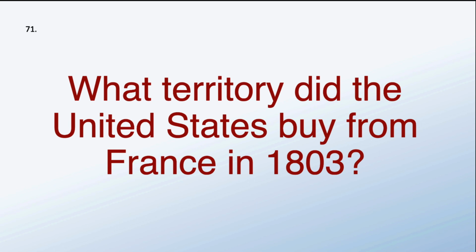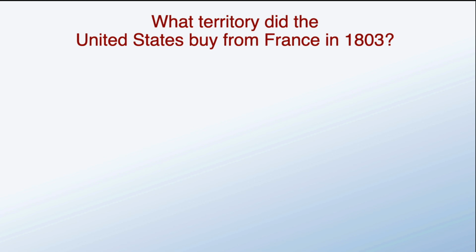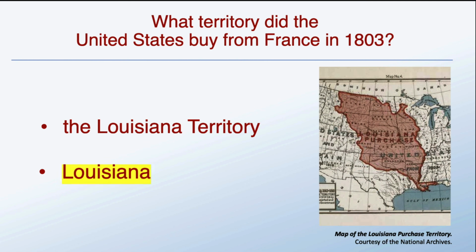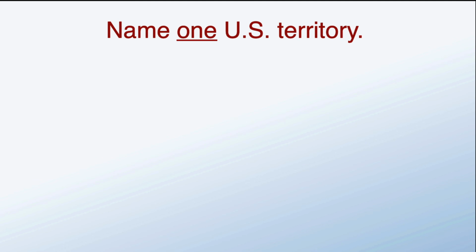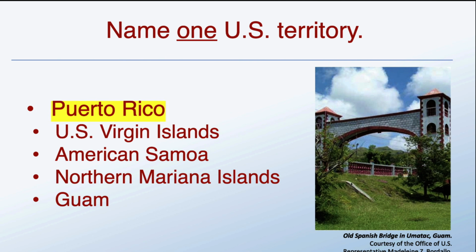What territory did the United States buy from France in 1803? Louisiana. Name one U.S. territory. Puerto Rico. Puerto Rico is one of our U.S. territories.